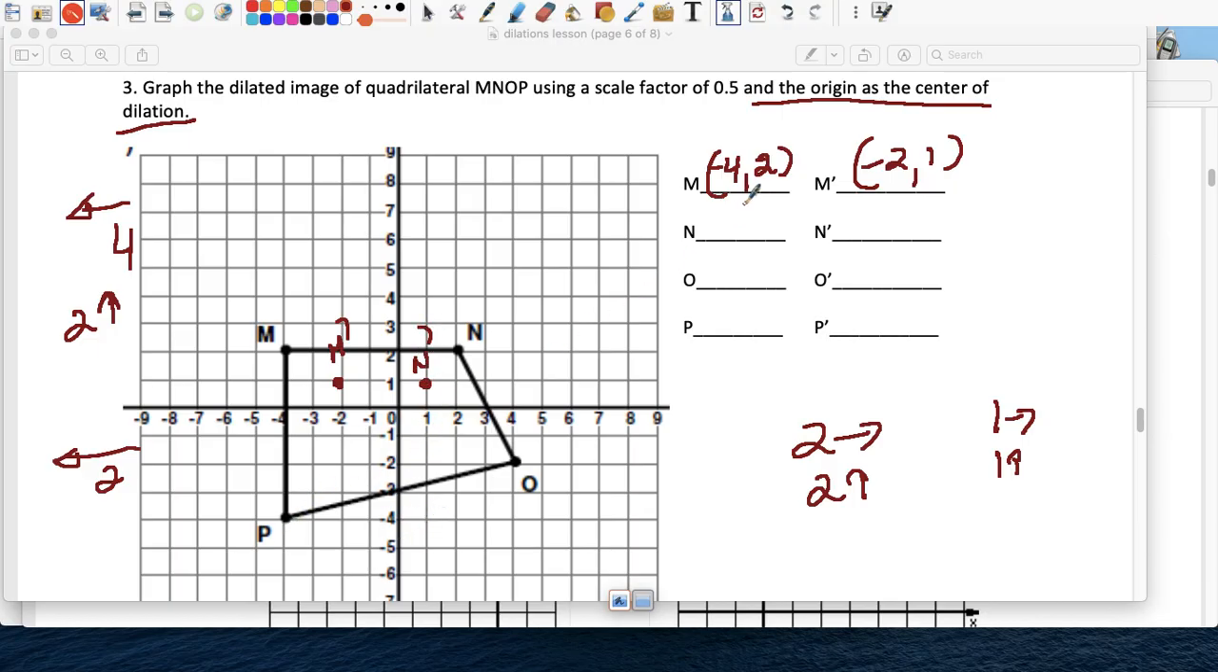P, sorry, let me write this. So this is 2 and 2. 1 and 1. What is point P? So let me erase this.